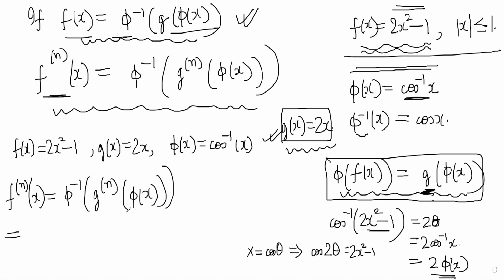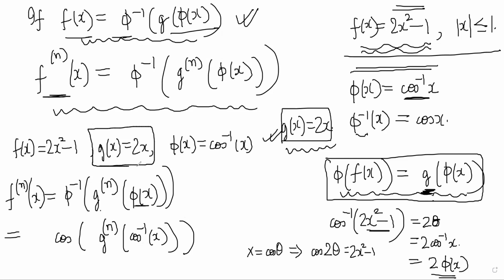So that becomes what? Phi of x is basically cos inverse x. G power n would be g^n applied to cos inverse x here, right? And outside there is a phi inverse. Phi inverse is cos x. So cos of g^n of cos inverse x, right? Now remember that g of x is 2x, right? G of x is 2x.